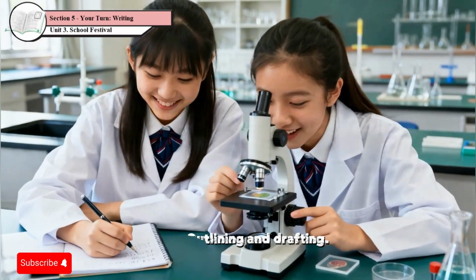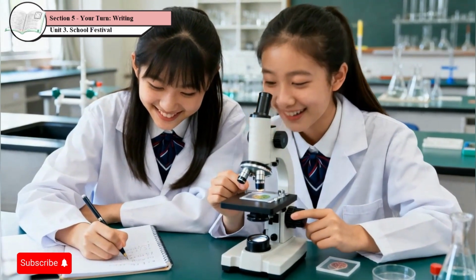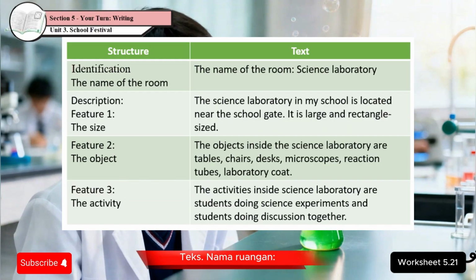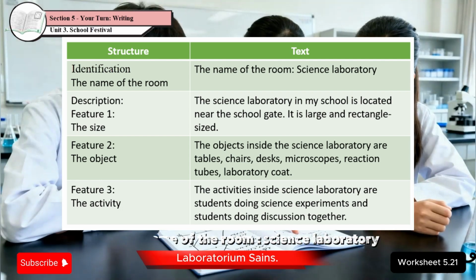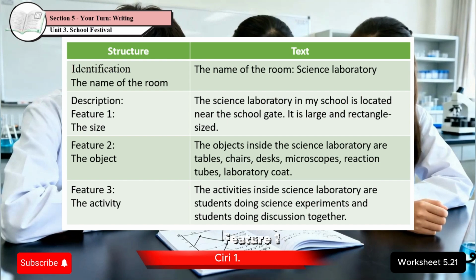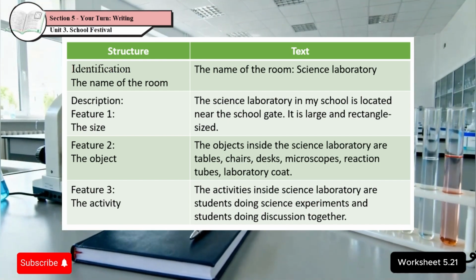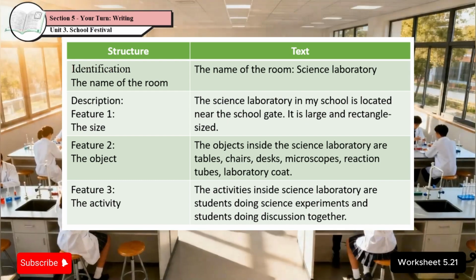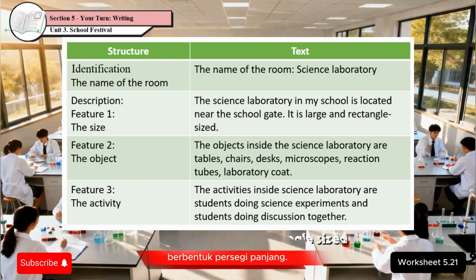B. Outlining and drafting. Identification. Text. The name of the room: science laboratory. Description. Feature 1. The size. The science laboratory in my school is located near the school gate. It is large and rectangle sized.